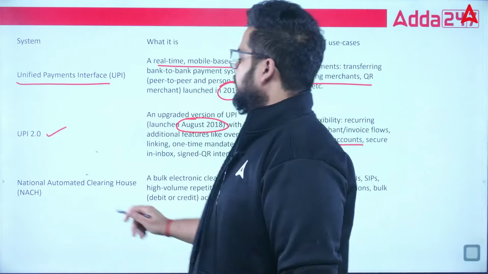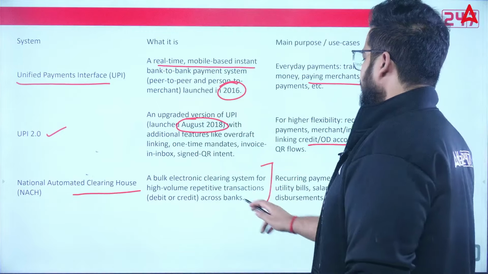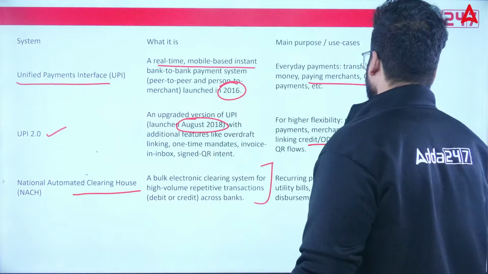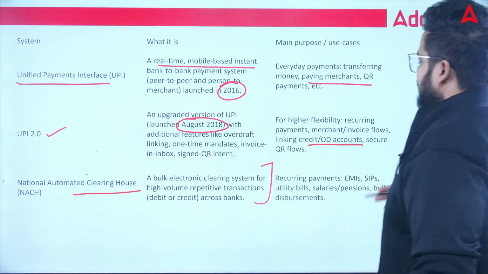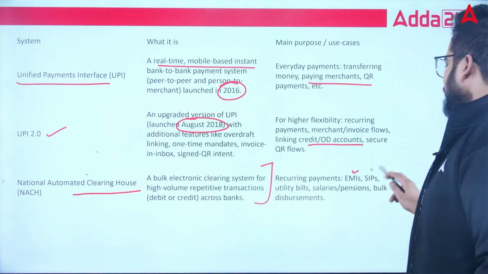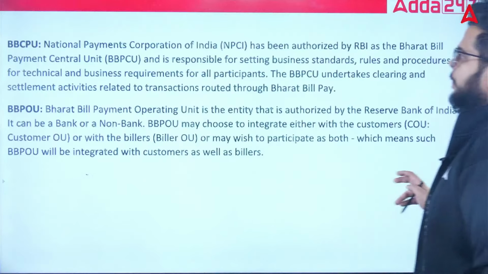Then we have National Automated Clearing House, that is NACH. It is a bulk electronic clearing system for high volume repetitive transactions. And what are the examples here? So recurring payments will be done under your NACH setup: EMI, SIPs, and your salaries, pensions, utility bills, etc.